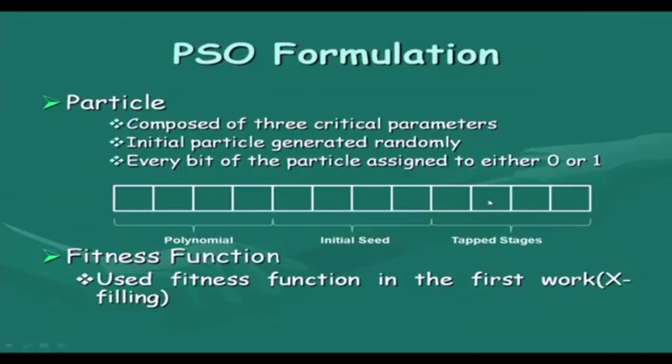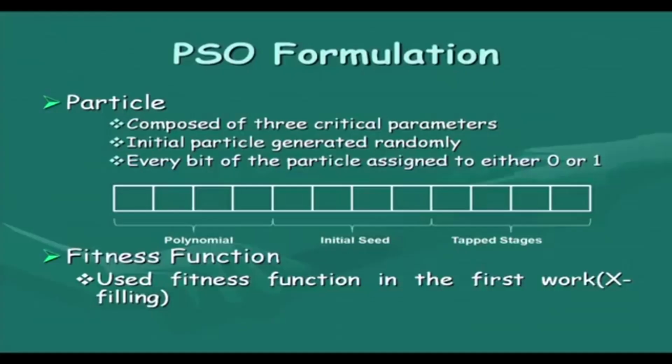And then what are the tapped stages? Tapped stages feeding the AND gate. Again, if it is an n bit LFSR, I need n positions here. A bit being 0 means that the position is not connected to the AND gate, a bit being 1 means that position is connected to the AND gate. So, by this particle structure, we can represent a complete solution: the characteristic polynomial chosen for the LFSR, the initial seed value, and the tapped stages. All of them can be specified.